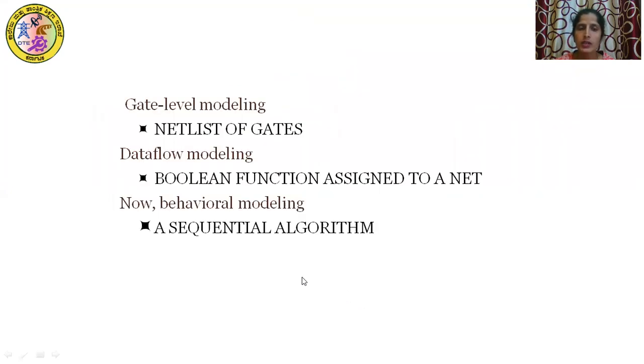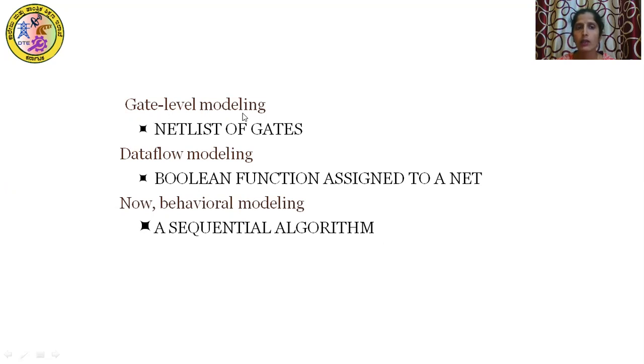In the previous modules, we have studied gate level modeling and data flow modeling. So, in this module, we are going to study behavioral modeling. There are several modeling styles available in Verilog.